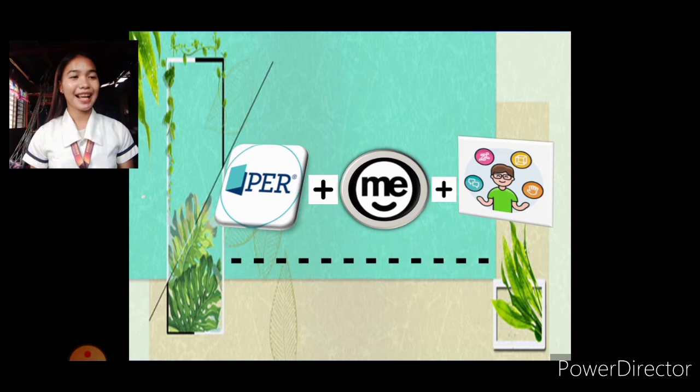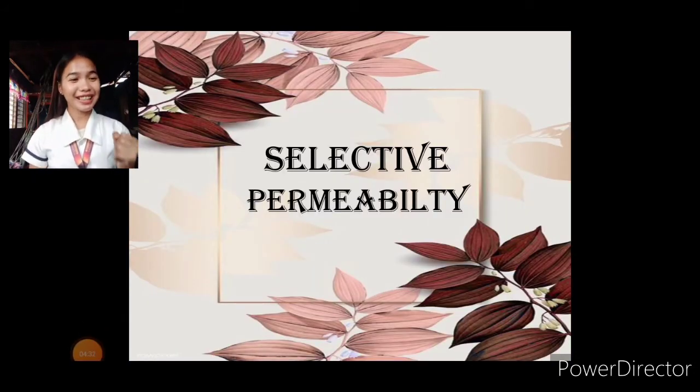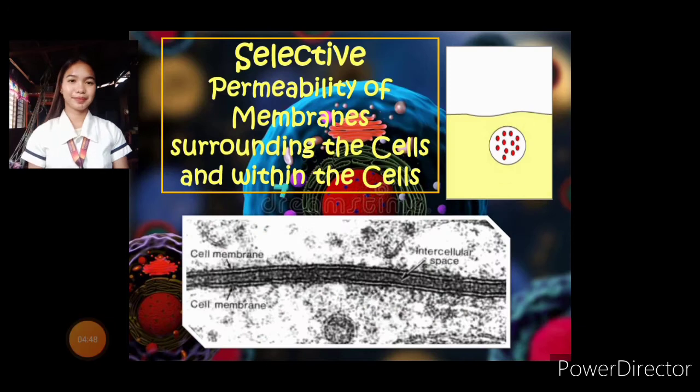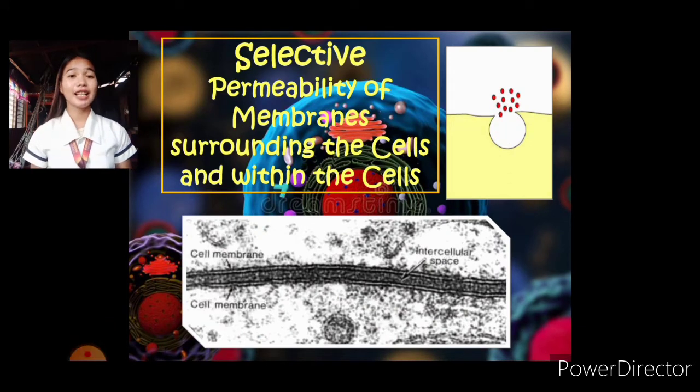Excellent job, class. So now, what are the words you form after playing the game? Exactly, very good, class. The word is selective permeability. And since all of you are very participative, I will give all of you class points. Okay, so for this morning, we are going to tackle all about the selective permeability of membranes surrounding the cells and within the cells.